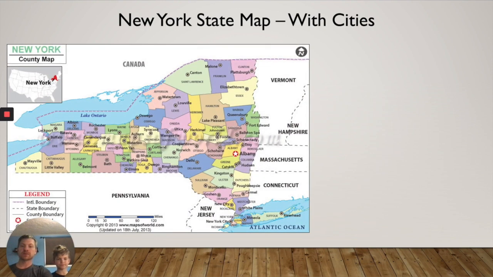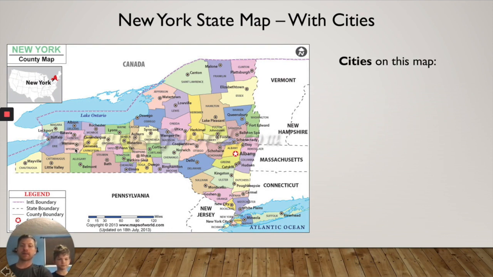Because now, what do you notice about the state? There's cities now. That's right. So notice that you have all of New York State. It is broken up into its counties. And then within the counties are different cities.